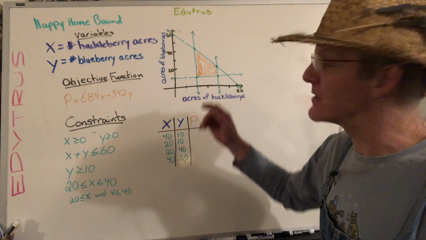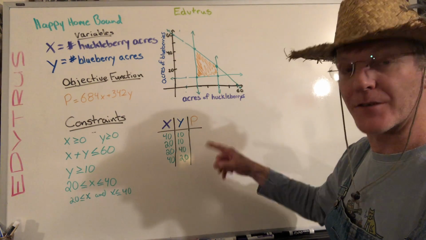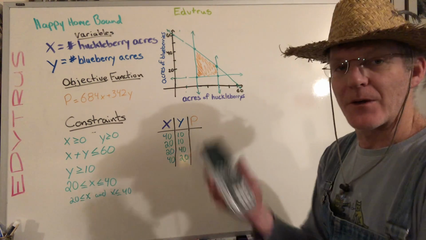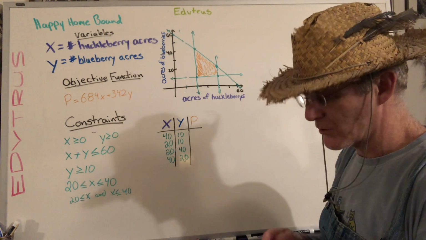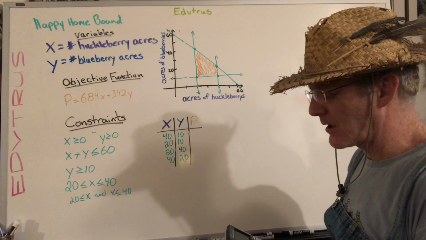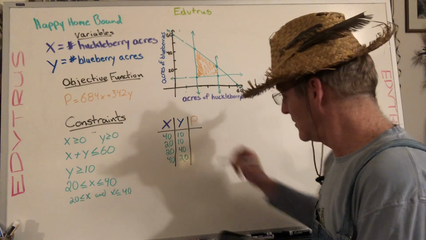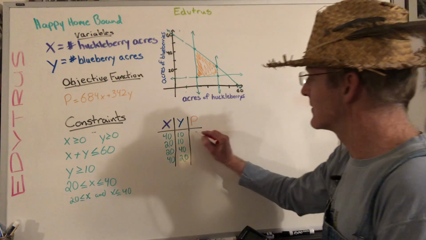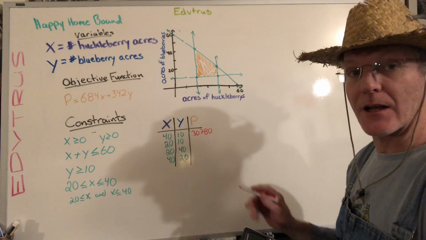Now we're going to plug those into the objective function. That way we'll find the profit and figure out which one is the highest profit and which one's the lowest profit. So what we're going to do, get out the calculator, and we go ahead and plug them in. And we find that at 40, 10, we get $30,780. That's pretty high. Cool.